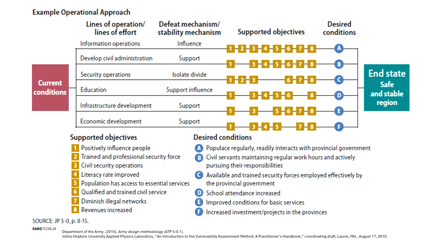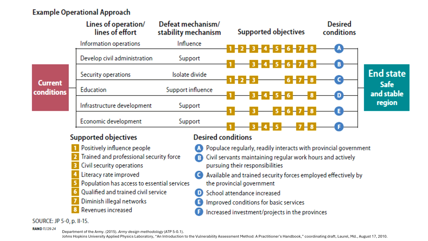This diagram illustrates how lines of operation and effort are used to integrate and sequence tasks that drive toward the desired end state, which is a safe and stable region. Each row represents a distinct line of operation or line of effort. These lines align with core functions such as civil administration, security, education, infrastructure, and economic development. The approach uses both defeat mechanisms, like isolating or diminishing threats, and stability mechanisms, such as support and influence, to change conditions over time. Along each line, supported objectives are numbered.